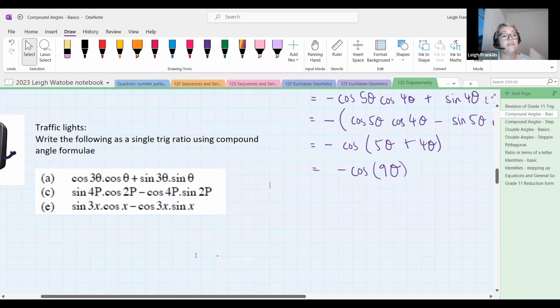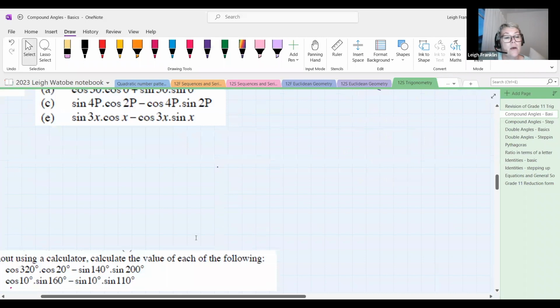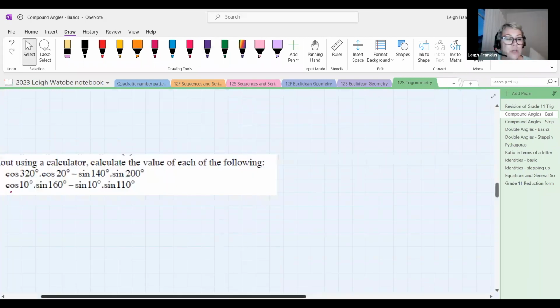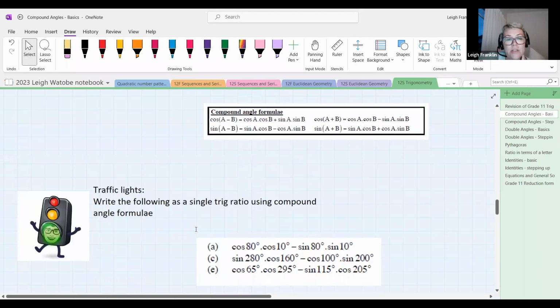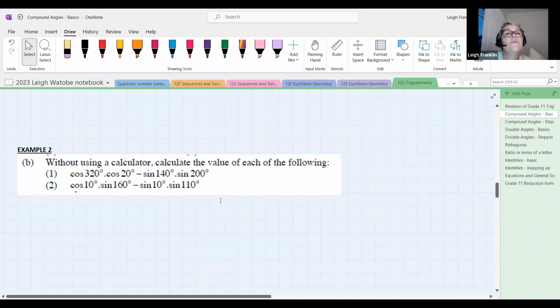Okay, so let's see. What I'm going to do is jump forward and we are going to try one of these sorts of questions. I want to get into these slightly more difficult questions with you if possible. Now they want us to apply the same thinking where we're going from the expansion to the reversal of the expansion, but we also have to use our grade 11 reduction formulae. You can see here we're not allowed to use a calculator. Let's have a look at question number 2.